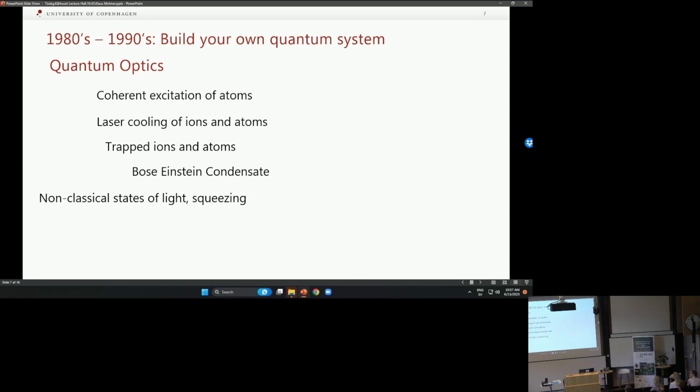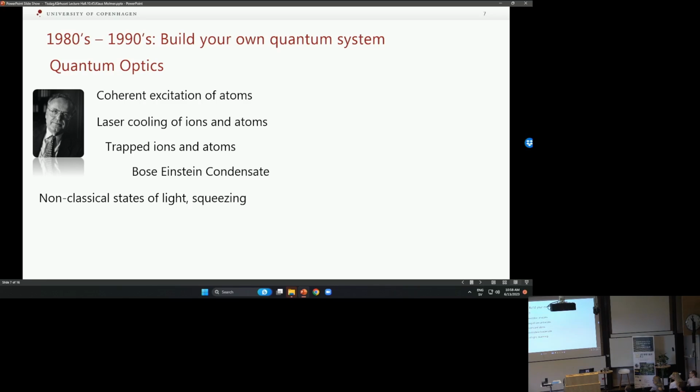Bose-Einstein condensates, non-classical states of light, squeezed light, all these things were developed and nobody called it quantum information. And nobody talked about quantum computers in the 80s, actually. This is Herbert Walther. He was director of the Max Planck Institute for Quantum Optics. And he was once asked, what is actually quantum optics? Because he was doing trapped atoms and ions. There was nothing quantum really in it in the beginning, and there was certainly no optics. But he said, quantum optics, that's what I do.